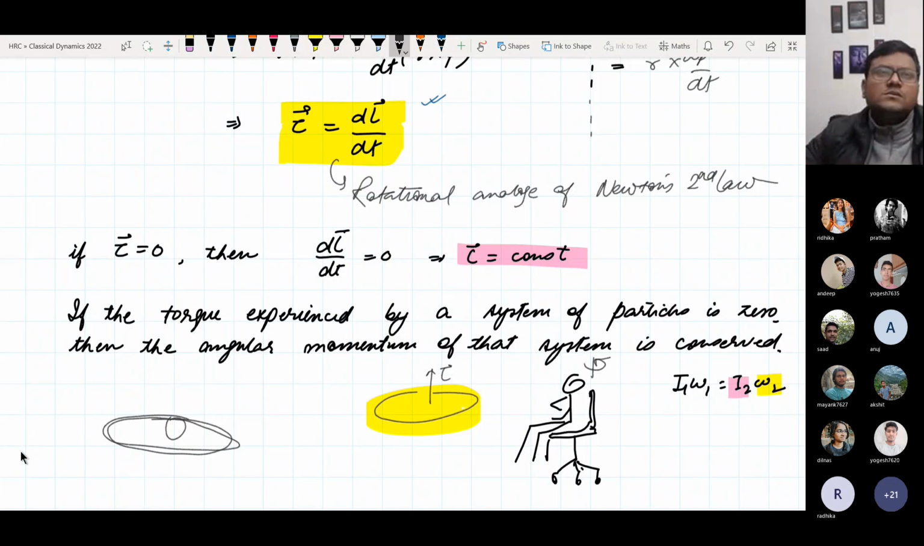Any other example? Simple example. The Hoberman sphere, they call it. It's like a kind of Lego-like thing that makes a sphere, and the moment you pull a wire, it becomes big, and then it's rotating and it becomes small. So when it becomes big, it starts going at lesser angular velocity, and when it becomes small, it goes at greater angular velocity. Any other example?